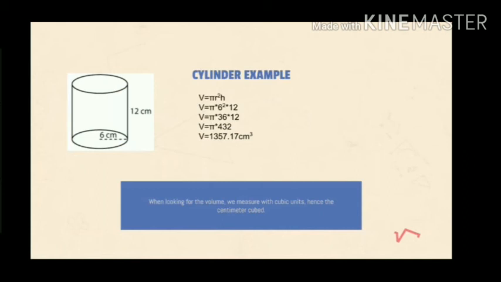The final example I'm going to show you is the cylinder. So the formula for this is pi times radius squared times height. So we just plug in the values. So the radius is 6 and the height is 12.